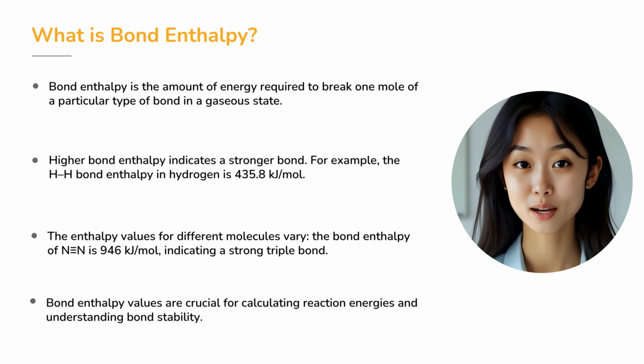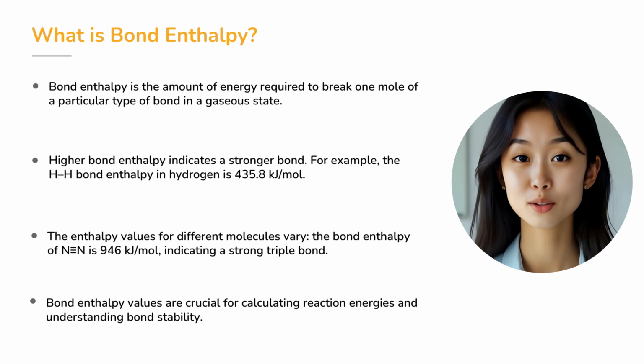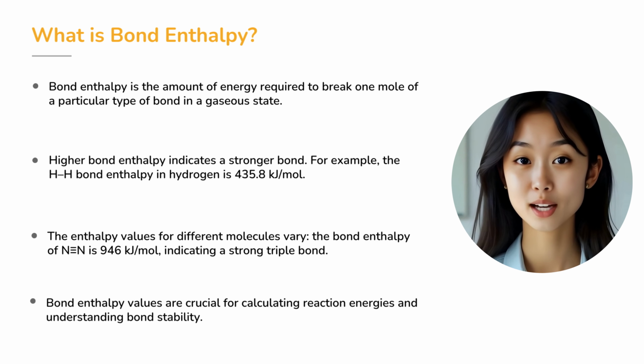Bond enthalpy is the amount of energy required to break 1 mole of bonds in a molecule, and it's a measure of bond strength. In simple terms, stronger bonds require more energy to break. For example, the bond enthalpy of a hydrogen-hydrogen bond is 435.8 kilojoules per mole, 435.8 kJ per mole. This means it takes 435.8 kilojoules of energy to break that bond in 1 mole of hydrogen molecules. The higher the bond enthalpy, the stronger the bond.